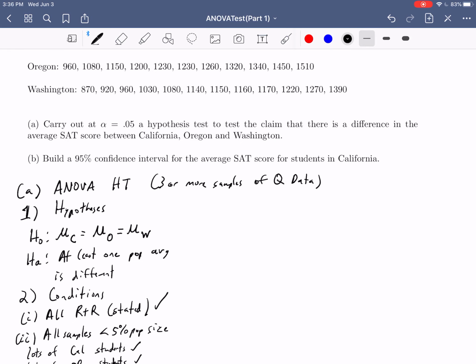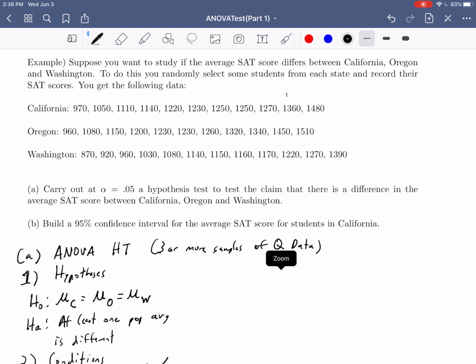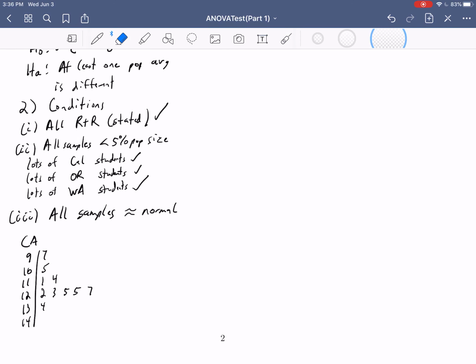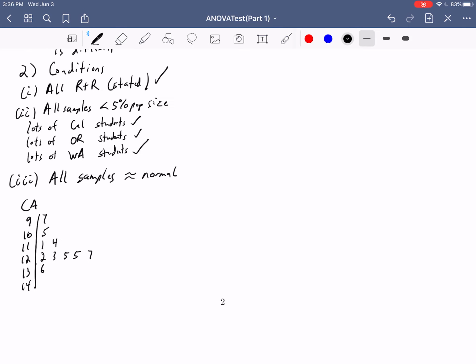For the 13, we have 13, 40. Is that correct? 1360, excuse me. Let's just correct that there. 1360. And then finally 1480. Okay. Is that perfectly normal? Certainly not. But does it look good enough? Yep. There's no strong skew, no outliers. We're all good there. So let's go ahead and look at the data for Oregon.